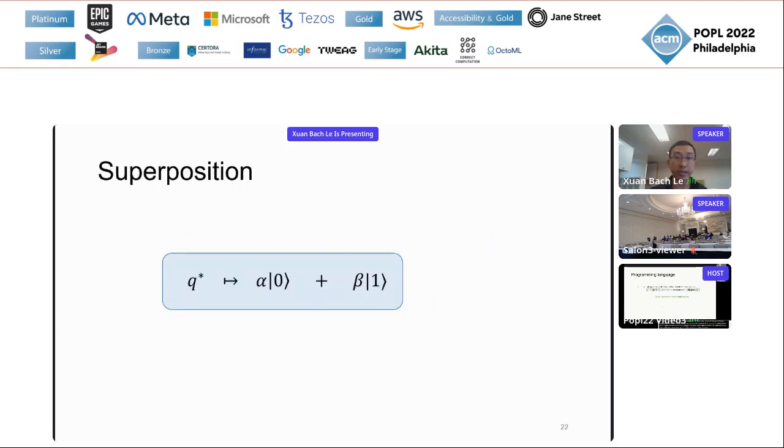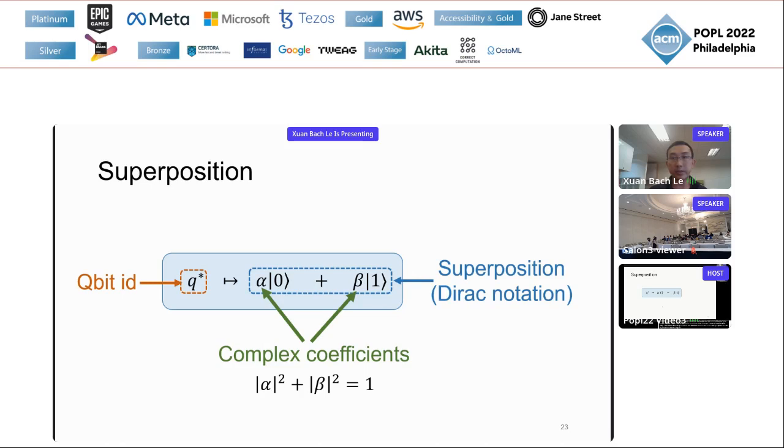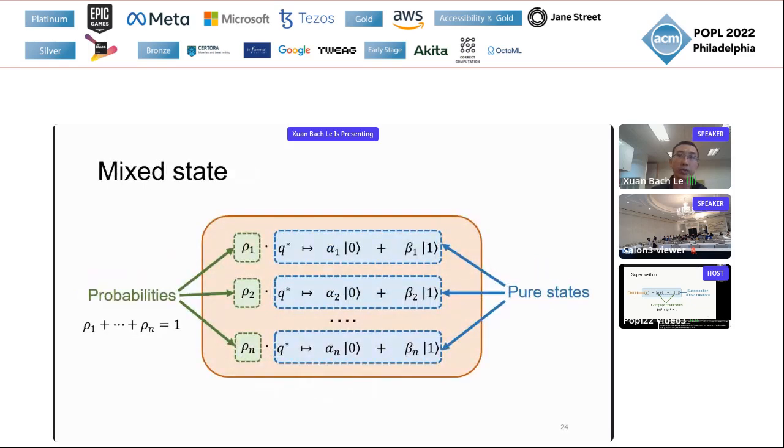Before discussing the other two quantum statements, let me briefly explain how we express the state of a qubit in the paper. In these expressions, we have Q B to be the qubit ID, and the normalized vector alpha 0 plus beta 1 written in Dirac notation represents the superposition of the qubit, where alpha and beta are complex coefficients. In general, the state of a qubit is mixed, meaning that it is a probabilistic ensemble of pure states, which I just showed you in the previous slides.